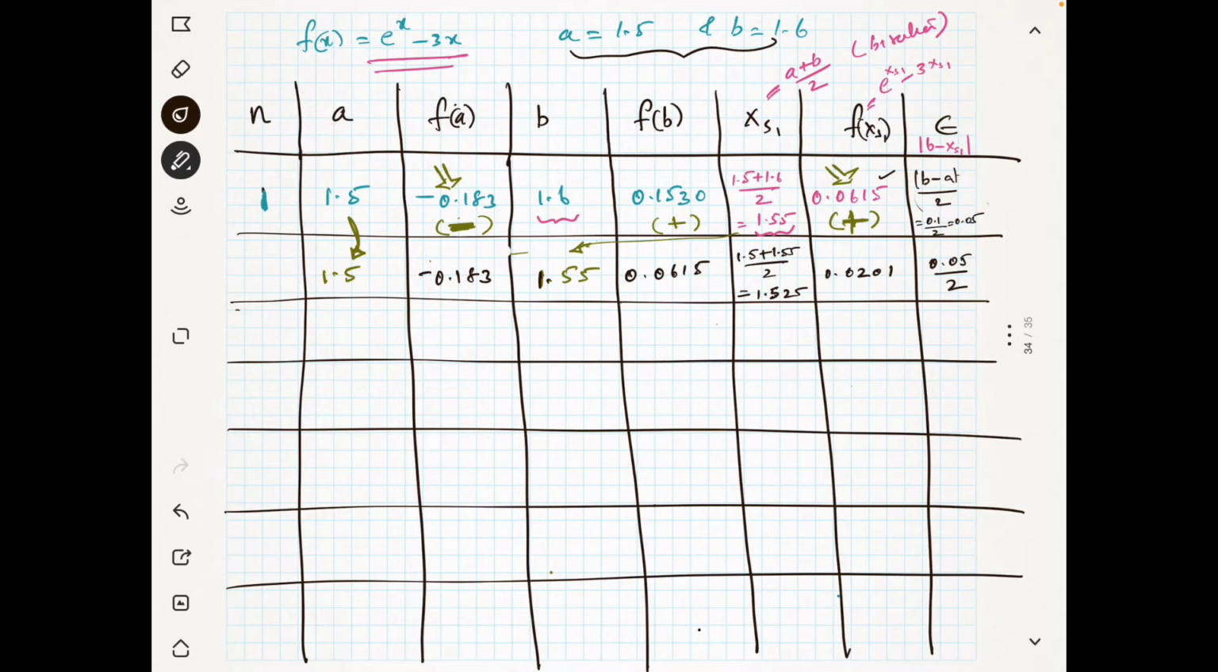Now it becomes 0.05 by 2. Or I can say the previous value was 0.1. Now again it is divided by 2, right? So this will go on that way. Actually I can write, before completing it, 0.1 by 4.